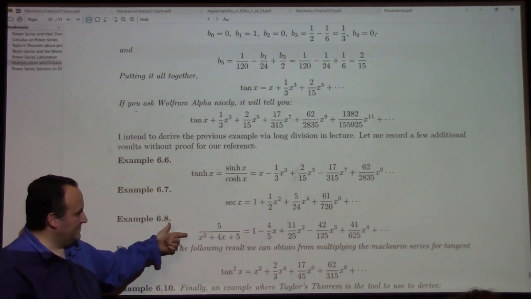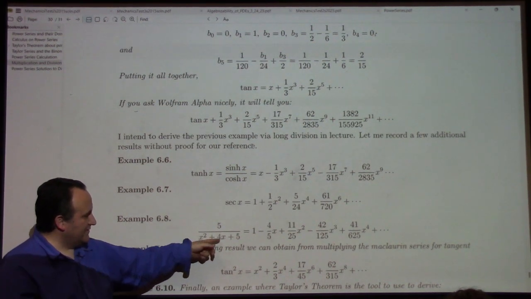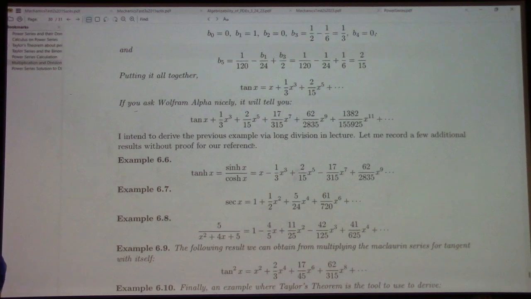This one's kind of fun. If you want to find the power series for 5 over x squared plus 4x plus 5, you could do that. Right? Does anybody need to see me do one of these? I can do another one if you'd like. 6.8, yeah, I'll do that one. I think that one's a little bit different.